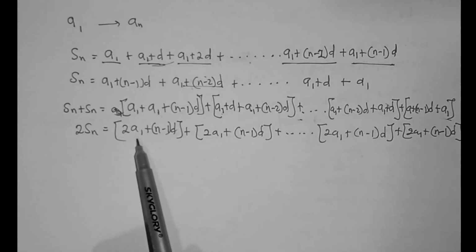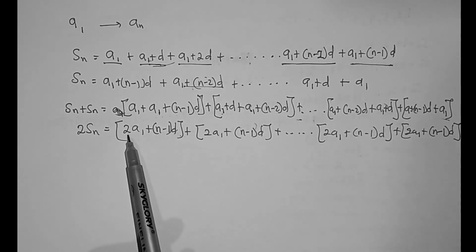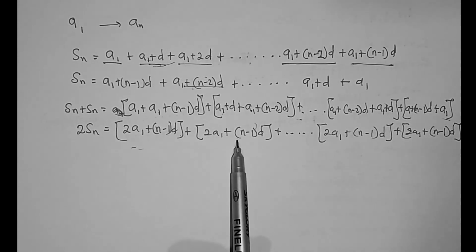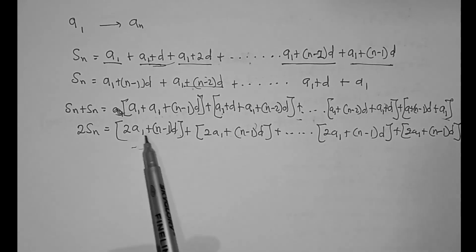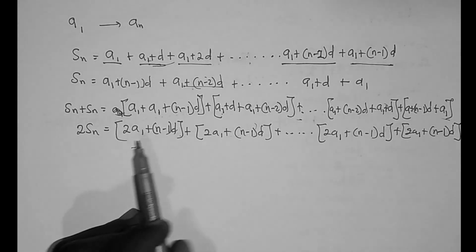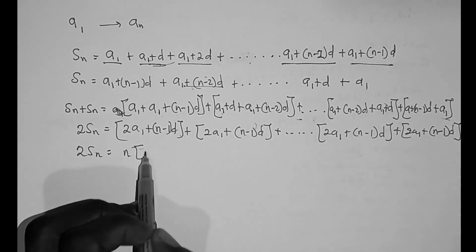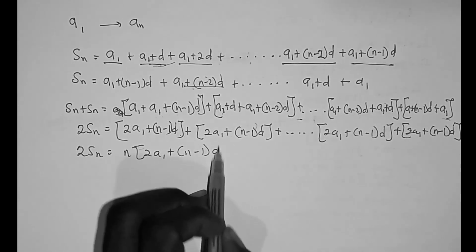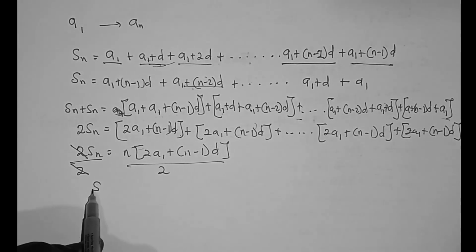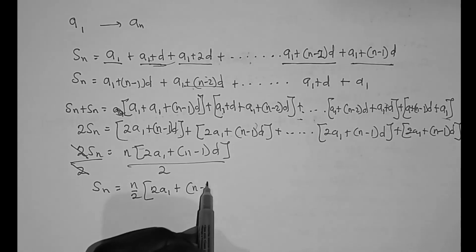So you see that a certain term is beginning to repeat here, and that term is 2a1 plus (n minus 1)d. The number of terms is the number of times that 2a1 plus (n minus 1)d will be repeated. So all of this repetition can be summed by multiplying by the total number, and therefore 2Sn is equal to n times (2a1 plus (n minus 1)d). If we divide both sides by 2, these 2s cancel out. So Sn is equal to n over 2 times (2a1 plus (n minus 1)d).